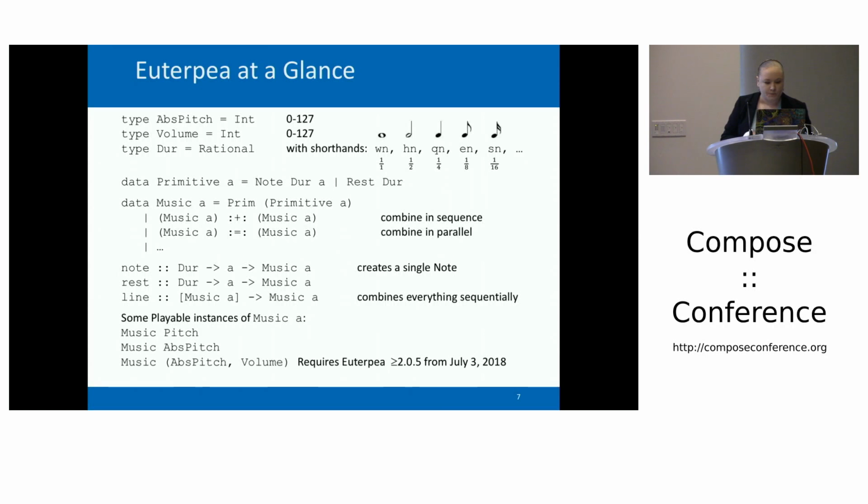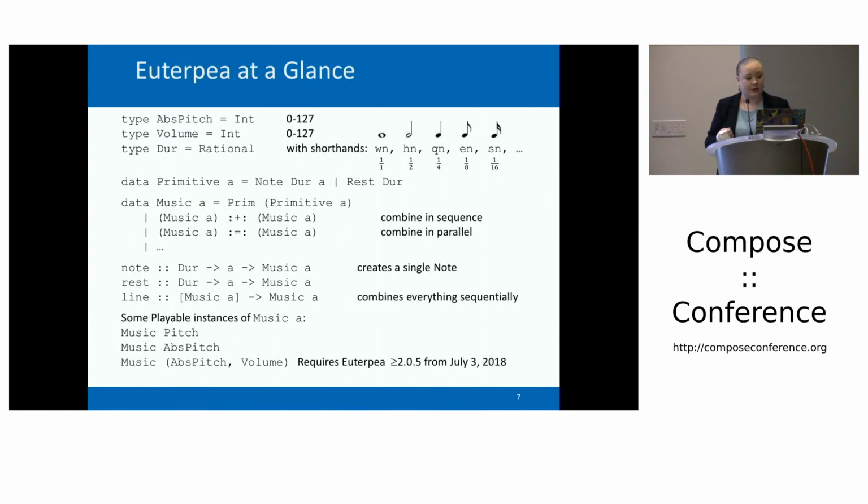Here is the Euterpea cheat sheet. Euterpea represents music as a tree. At the bottom of the tree, for the leaves, we have two kinds of leaf nodes. Something is either a note or it is a rest. Both of these things have some amount of time. So we are either playing a sound for some amount of time or waiting for some amount of time.